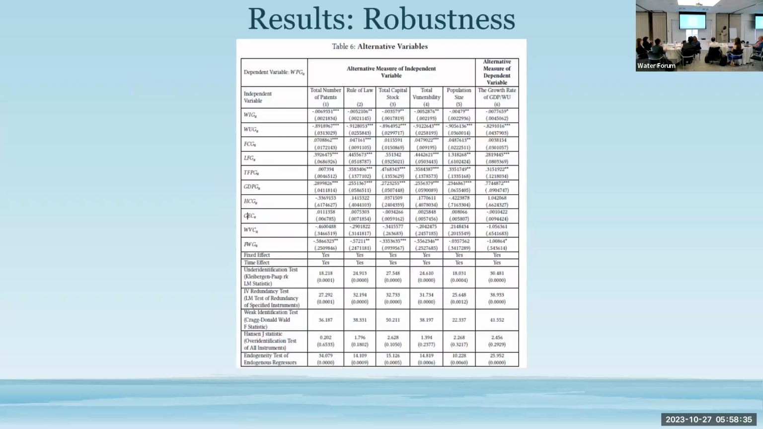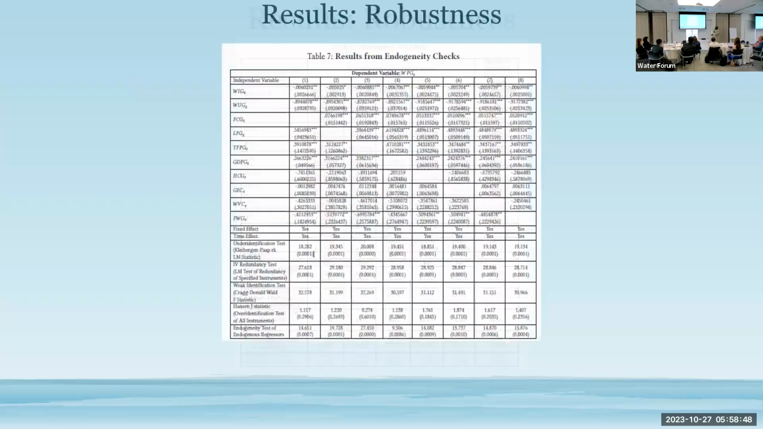And then we go through some robustness checks. What we do on this table here is that we use different proxies for our variables, essentially, and we get exactly the same results.